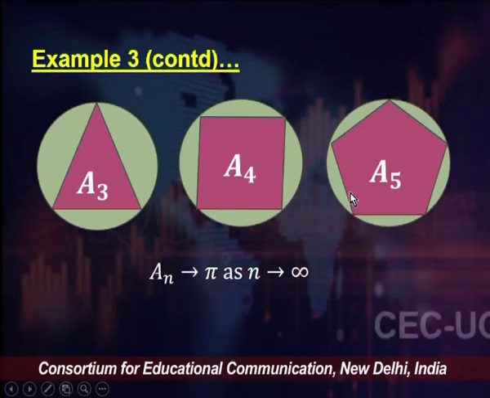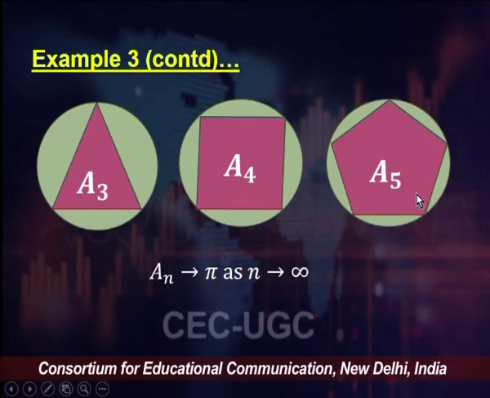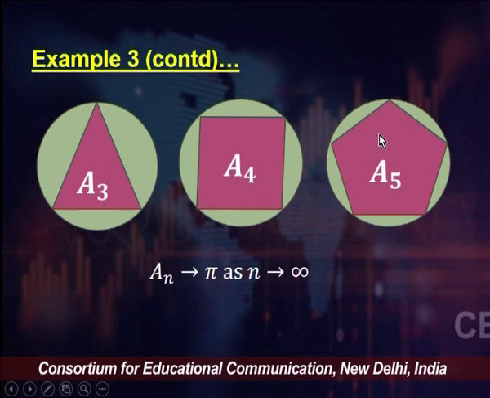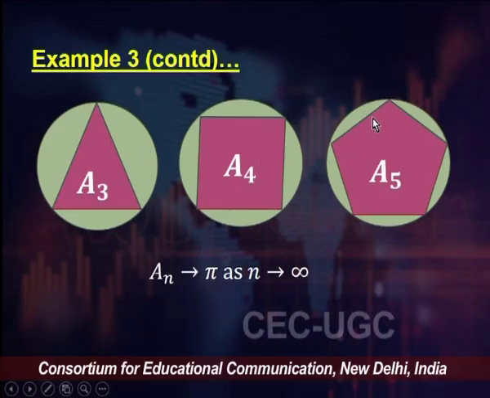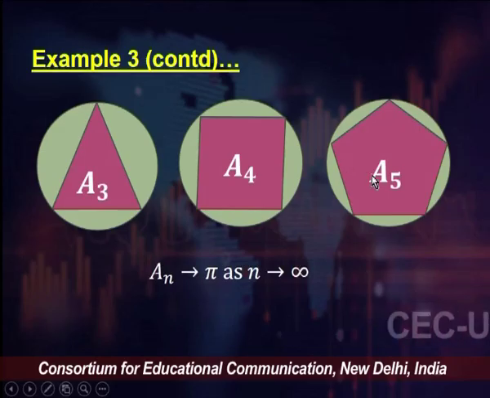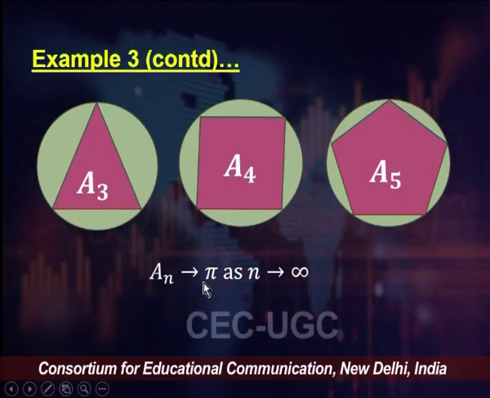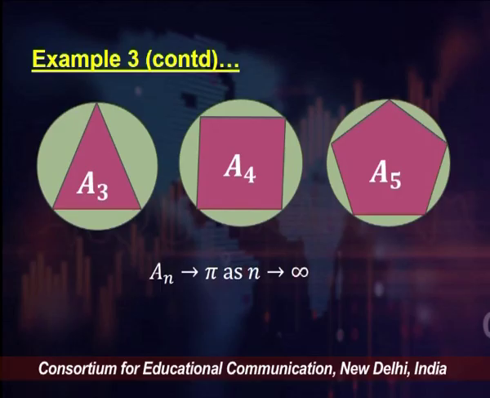As n increases, what do you notice? The difference between the area of the polygon and the circle, do you see that? That becomes smaller and smaller. So, the area shaded in blue in each one of these three pictures is becoming smaller and smaller, which is to say that a sub n in the limit will tend to pi, which is the area of the circle with radius 1, as n tends to infinity.